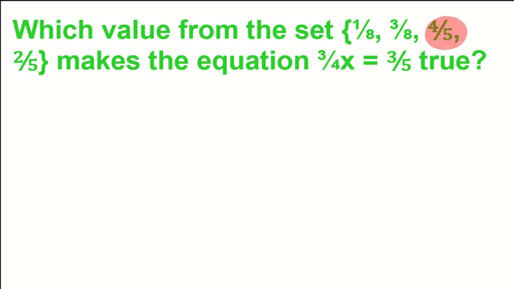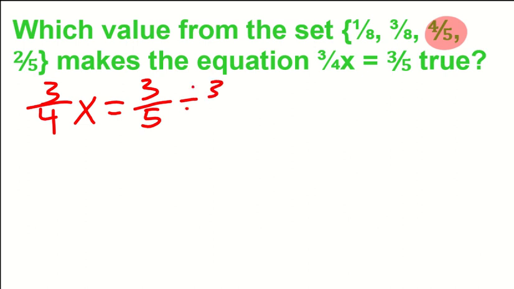All right, so if we solve this, I have 3/4 times x equals 3/5. This is multiplication, so we would divide. So if I divide each side by 3/4, dividing by 3/4 over here will cancel it out. So I'm left with that.